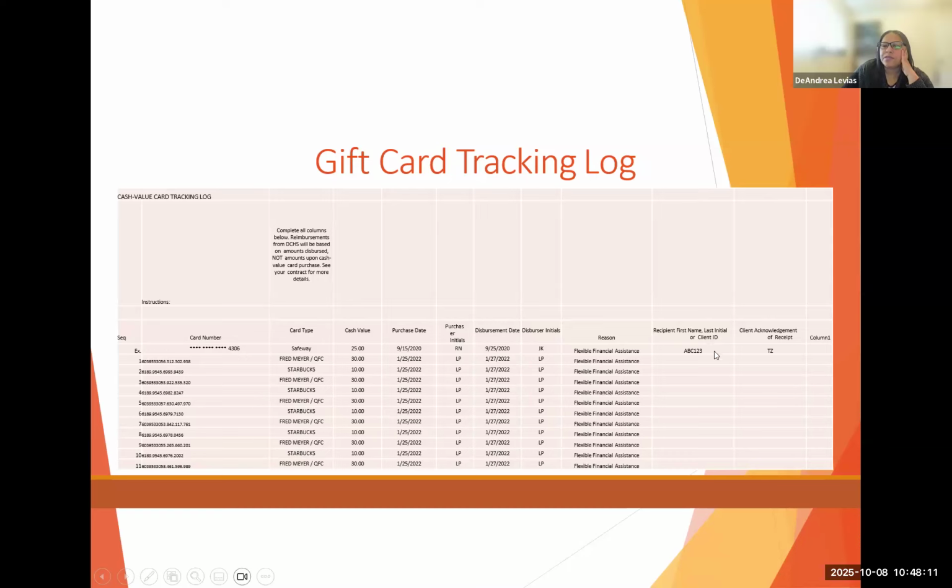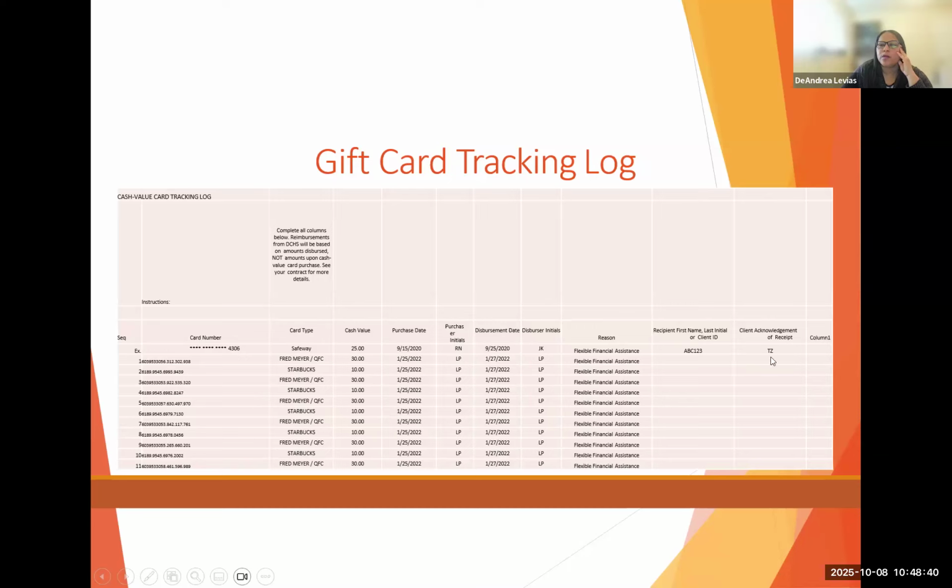And then the recipient information. So initials, a client ID, and then some acknowledgement from them that they actually received the card. And that's big. That's another thing that often was missing. There was nothing from the recipient, no signature saying that they actually received the cards. And that causes problems for organizations when they're going through fiscal review.